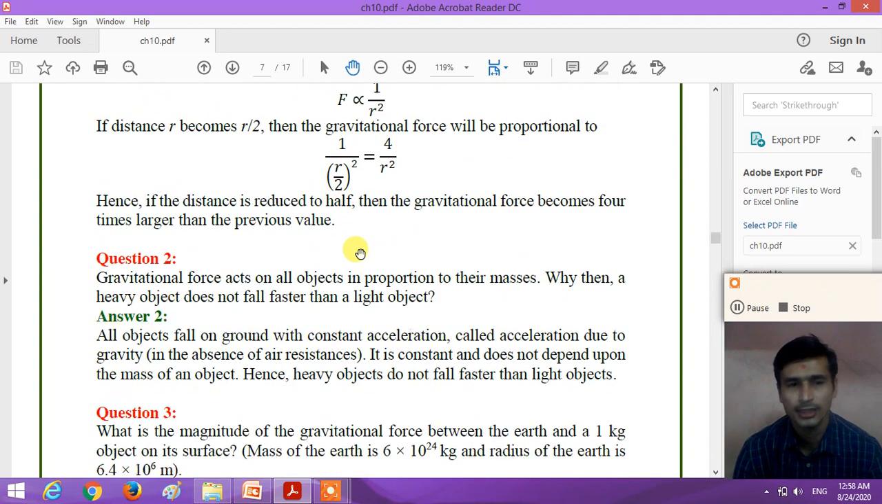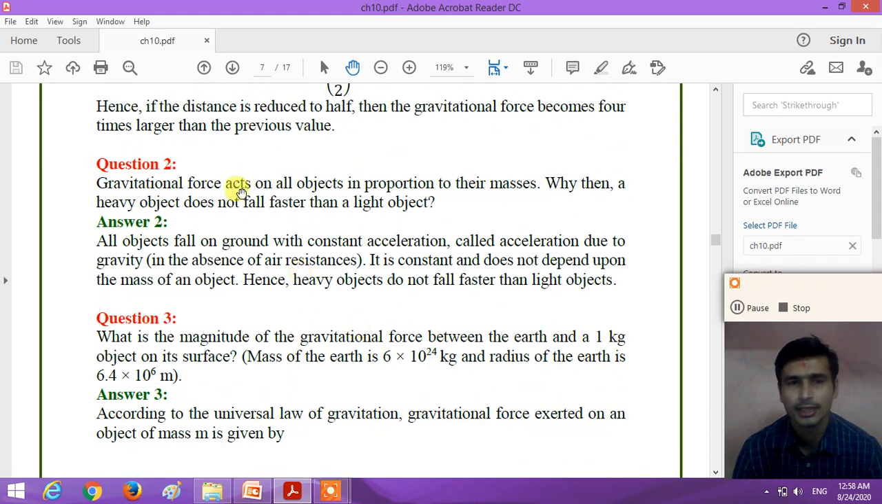Now question number 2. The gravitational force acts on all objects in proportion to their mass. Why then does a heavy object not fall faster than a lighter object? So dear student, we know that according to the law of gravitation, the gravitational force acting between two objects is directly proportional to the product of their masses. So why does the heavy object not fall faster than the lighter object, right?